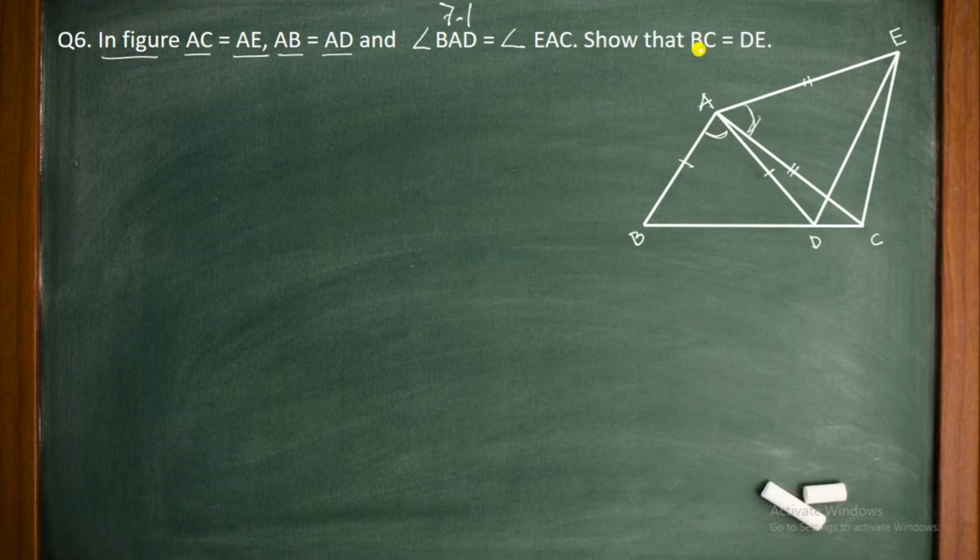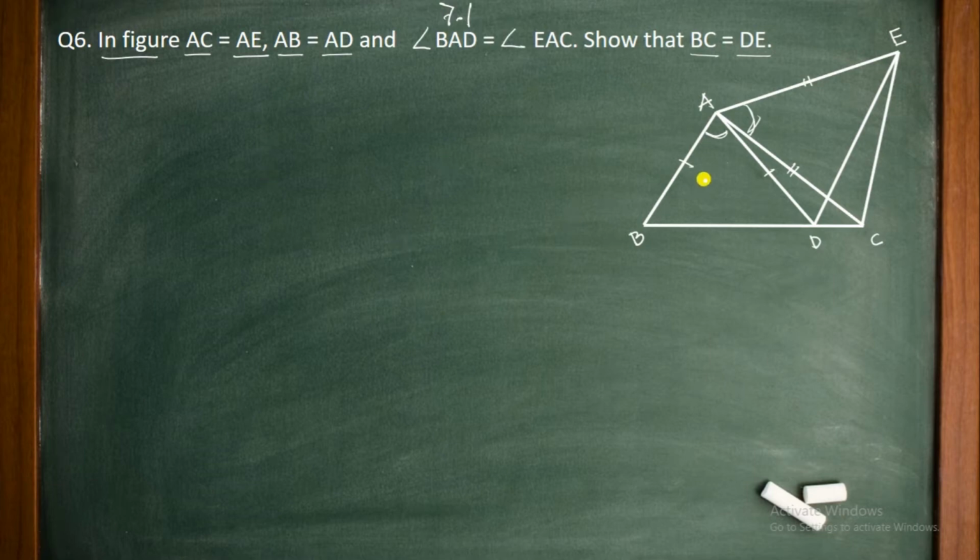So we have to show that BC is equal to DE. That means this line BC and this line DE are equal. See here, two triangles we can consider. First one is BAC, this whole triangle, because in BAC we can find BC, and another one is ADE. If we consider triangle ADE, then we can find DE as a side. So if we can prove that both these triangles are congruent, then we can write BC is equal to DE.